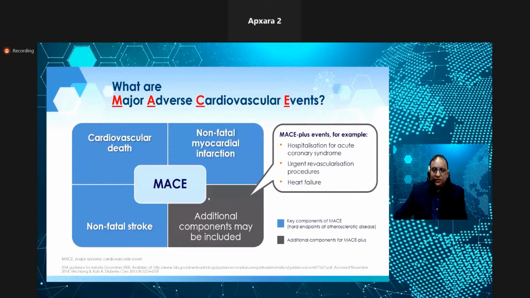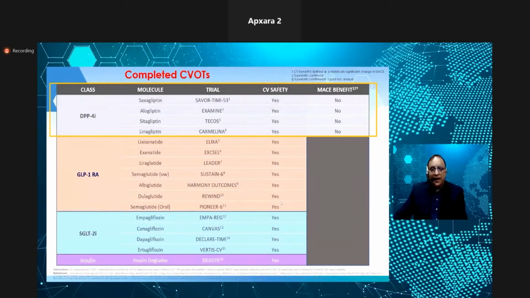MACE is usually primarily defined at the beginning of the trial, and these are the outcomes which we look for. Individual components of MACE may actually confer some degree of benefit to these patients. If you look at completed CVOTs, cardiovascular outcome trials, there have been many.